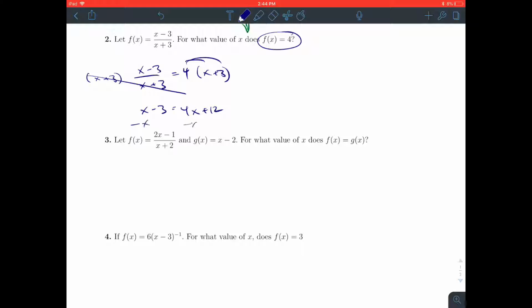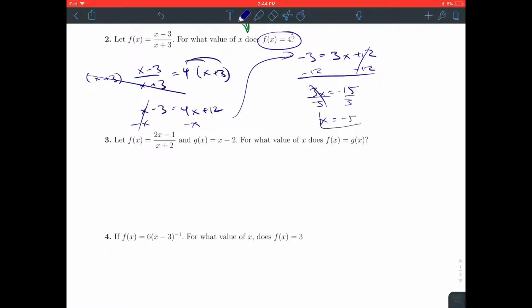Getting all the x's to one side, we'll subtract x here. That leaves us with -3 equals 3x plus 12, minus 12 on both sides. 3x is equal to -15. Divide by 3 on both sides. X is equal to -5.